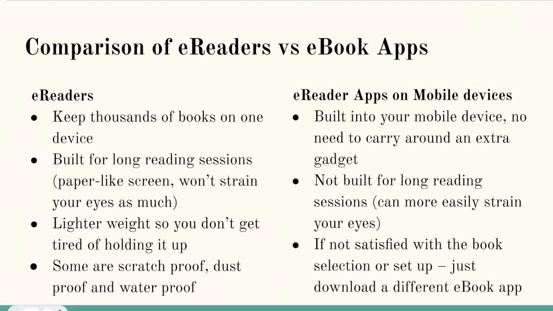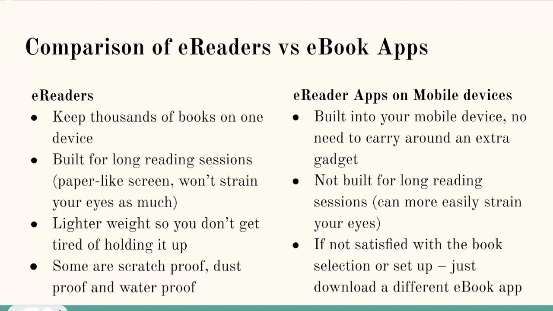Now we're going to do a comparison between e-readers and e-book applications. And just a refresher, e-readers are the actual devices with the main purpose of providing you with digital books, whereas e-book apps can be installed onto your device. So for e-readers, you can keep thousands of books on one device. It's great for long reading sessions, so it has a paper-like screen and it won't strain your eyes as much. It's also lighter weight, so you don't get tired of holding it up or in your hand. And there are even some models that are scratch-proof, dust-proof, and even waterproof.